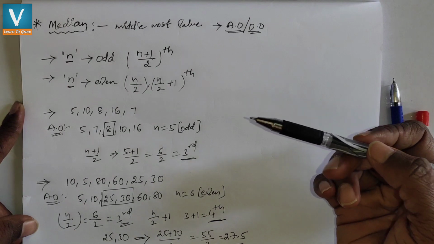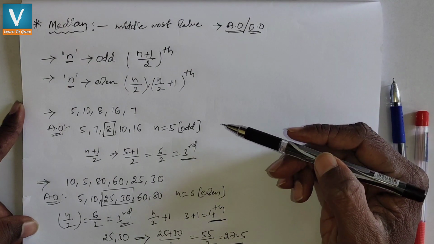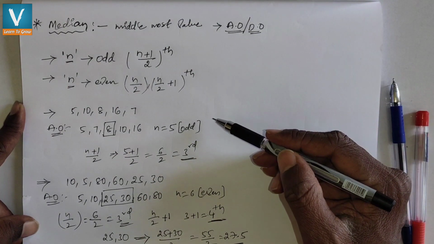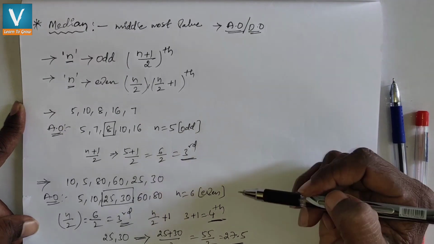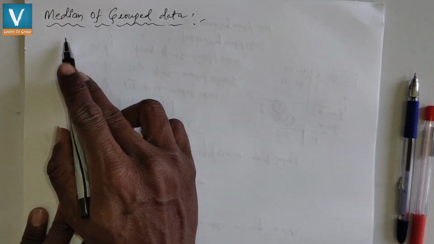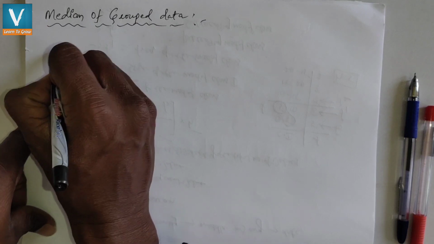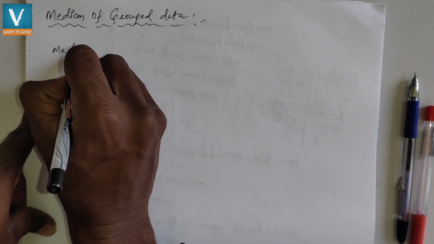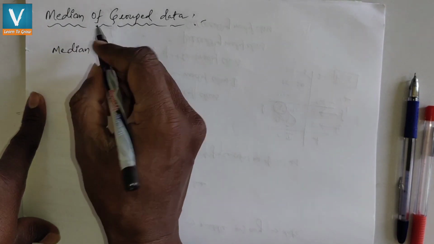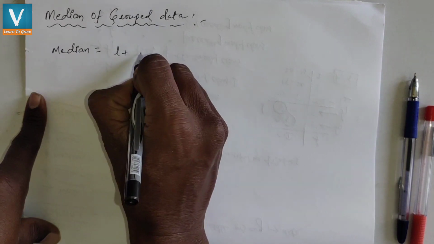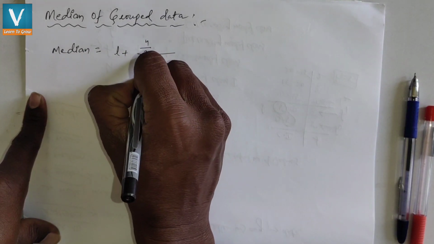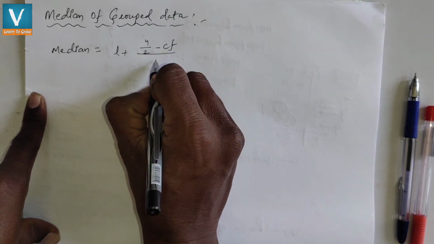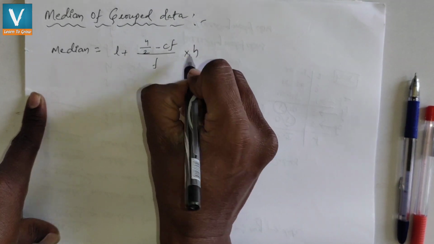Next our topic, which is a 4 marks question, is about grouped data. How do you find the median of grouped data? To find the median of grouped data, we have the formula: median equals L plus (n by 2 minus CF) by f, into h.